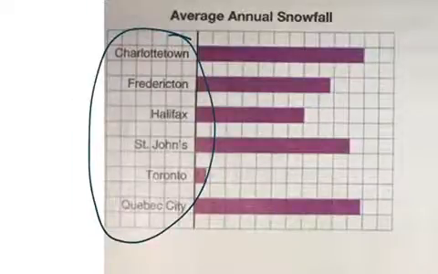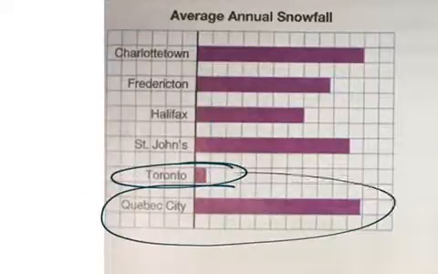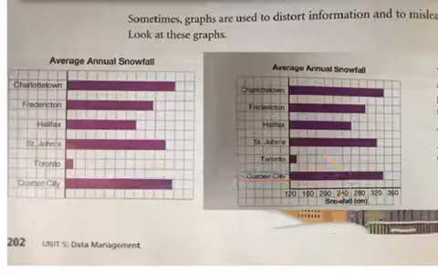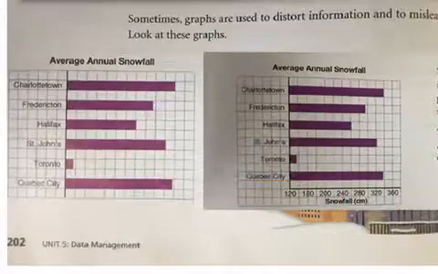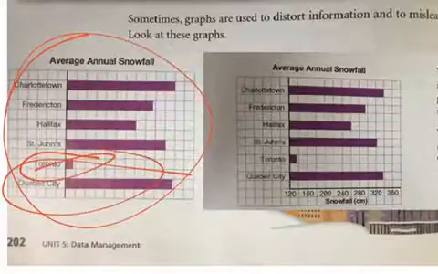When we're looking at a graph like this, if we compare, for example, Toronto, which has a very small bar on the graph, and Quebec City, which has a very large bar, it looks like there's a very big difference between how much snow Toronto gets and Quebec City gets. On your screen now, you can see the original graph that we were just looking at with the big difference between Toronto and Quebec City.